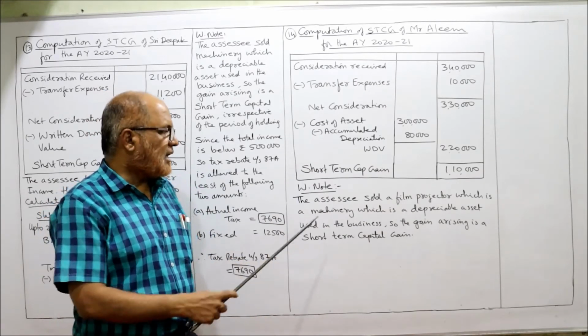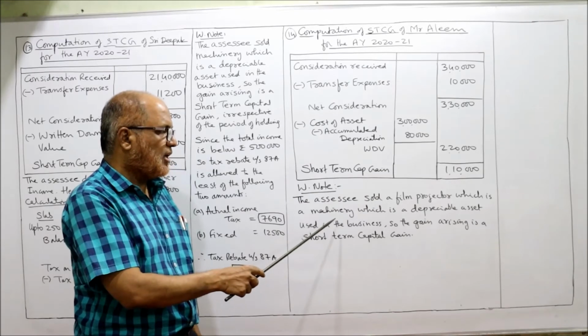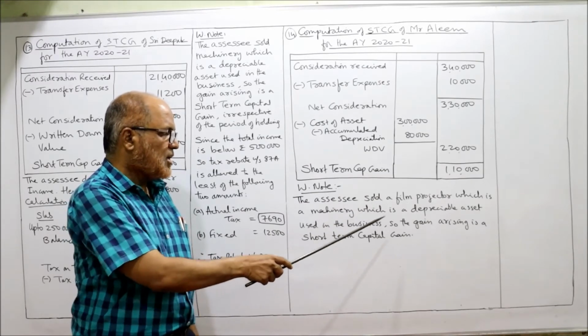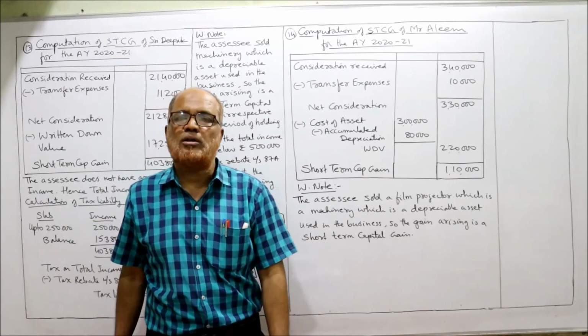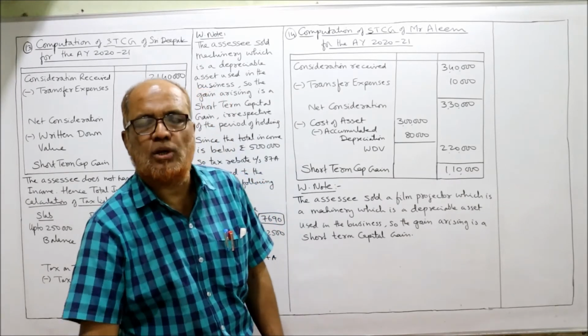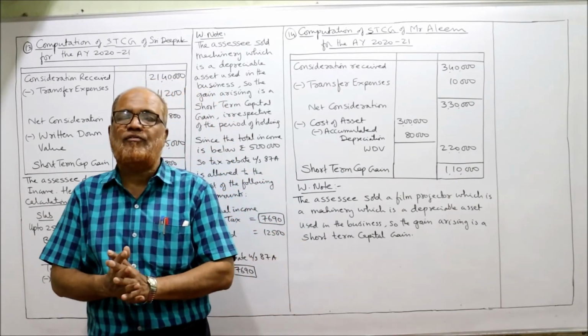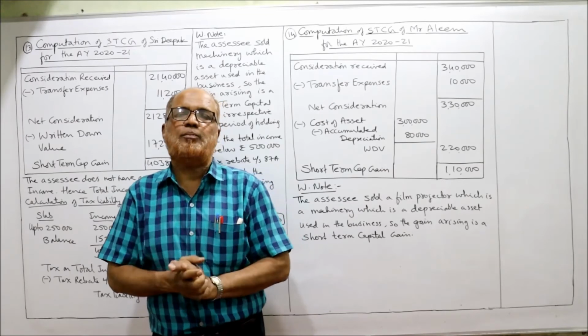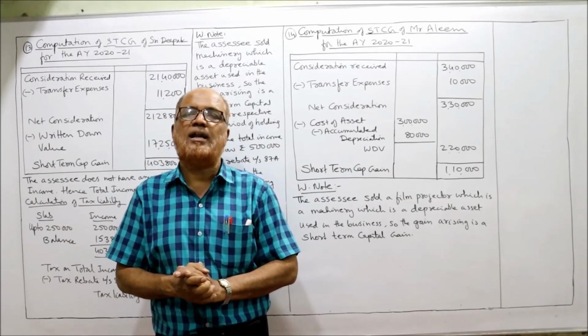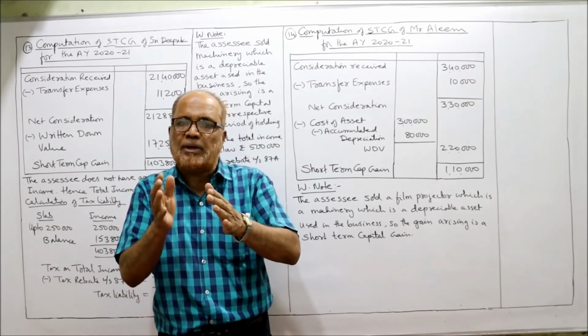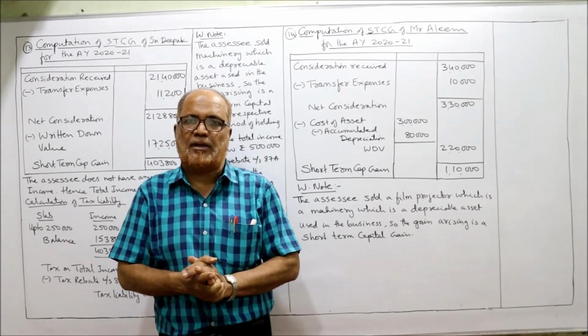That's it. The assessee sold a film projector which is a machinery, a depreciable asset used in the business. So the gain arising is a short-term capital gain. That's all. This is the end of problem number 14. So totally 14 problems I've explained regarding the computation of long-term capital gain and short-term capital gain.